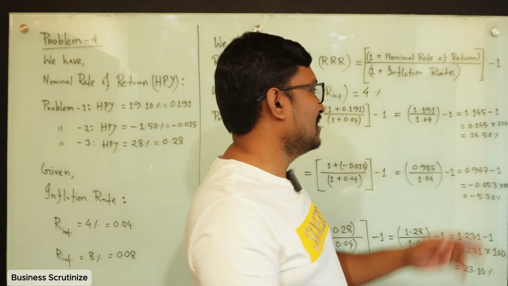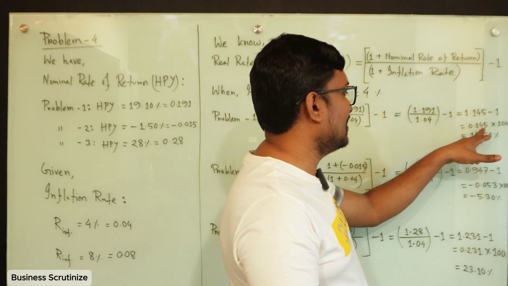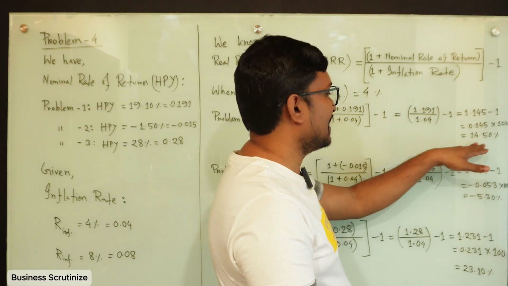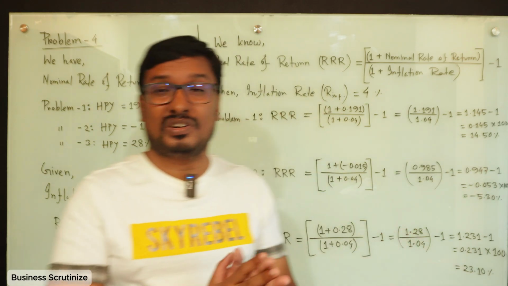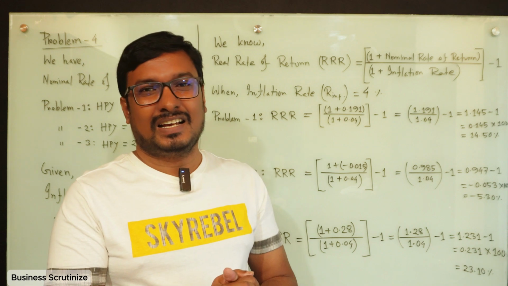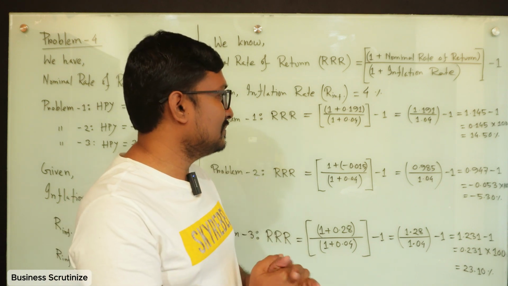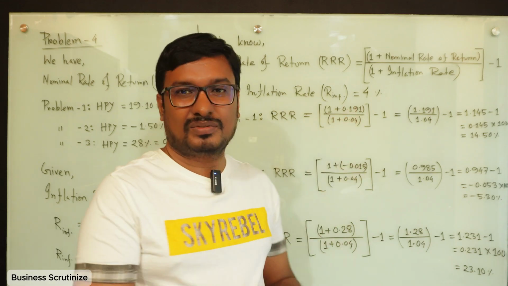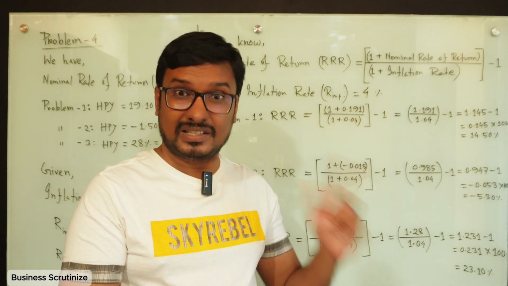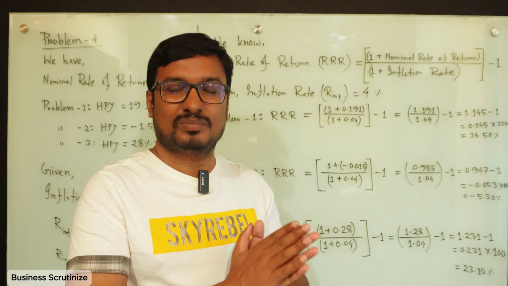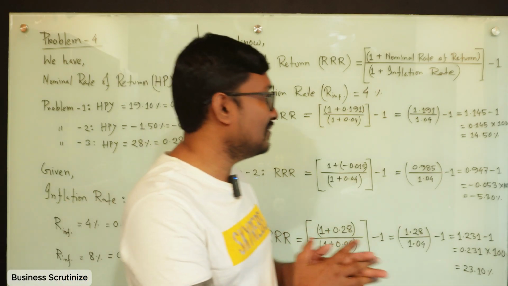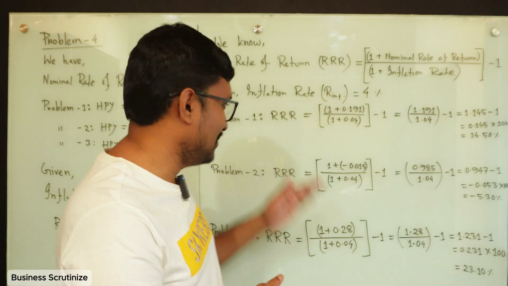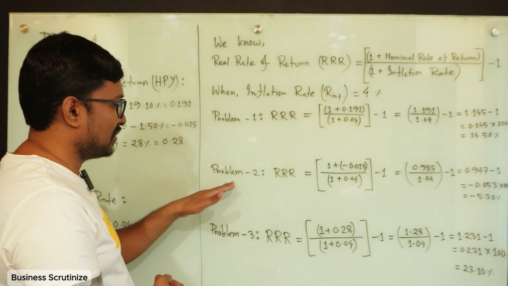After division, we can write 1.145 minus 1. After subtracting 1, you can write 0.145 times 100 to show it in percentage. So finally, we can write 14.5%. This 14.5% is the real rate of return. If we consider the 4% inflation rate, with a nominal rate of return of 19.1%, then adjusting by the 4% inflation rate we have 14.5% as the real rate of return. In this way we have to compute both of them, following problems number 2 and 3.